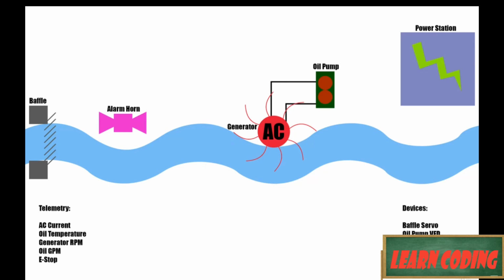The last thing that you can see on this little diagram is our power station over here, and we have an interlock with that power station.